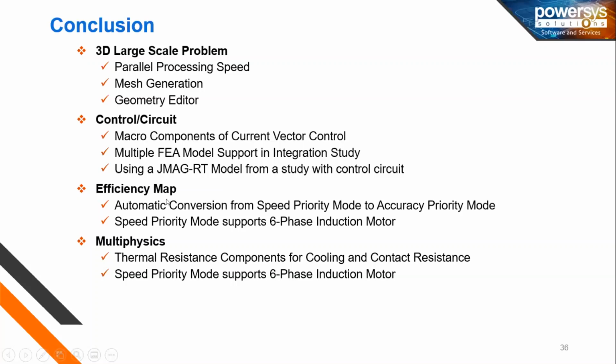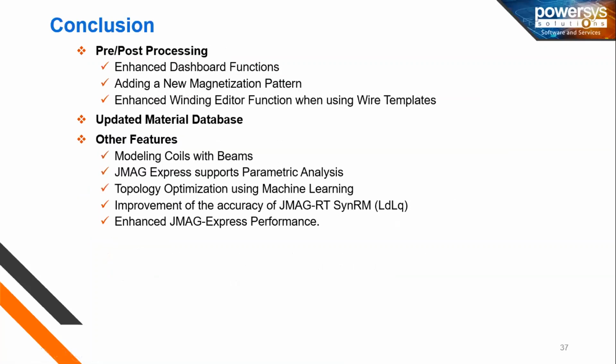And in the efficiency map, the feature added is that, as we have seen for the 6-phase induction motor, the speed priority mode is added. Another thing is how, from the speed priority mode, the accuracy priority mode efficiency map can be easily created with a single click by going to the option there. All the FEM coils are converted into FEM conductors, and straight away we can go from the speed priority mode efficiency map to the accuracy priority mode. We have also seen how the thermal resistance components are added for the cooling and the contact resistances. So that is the multi-physics environment.